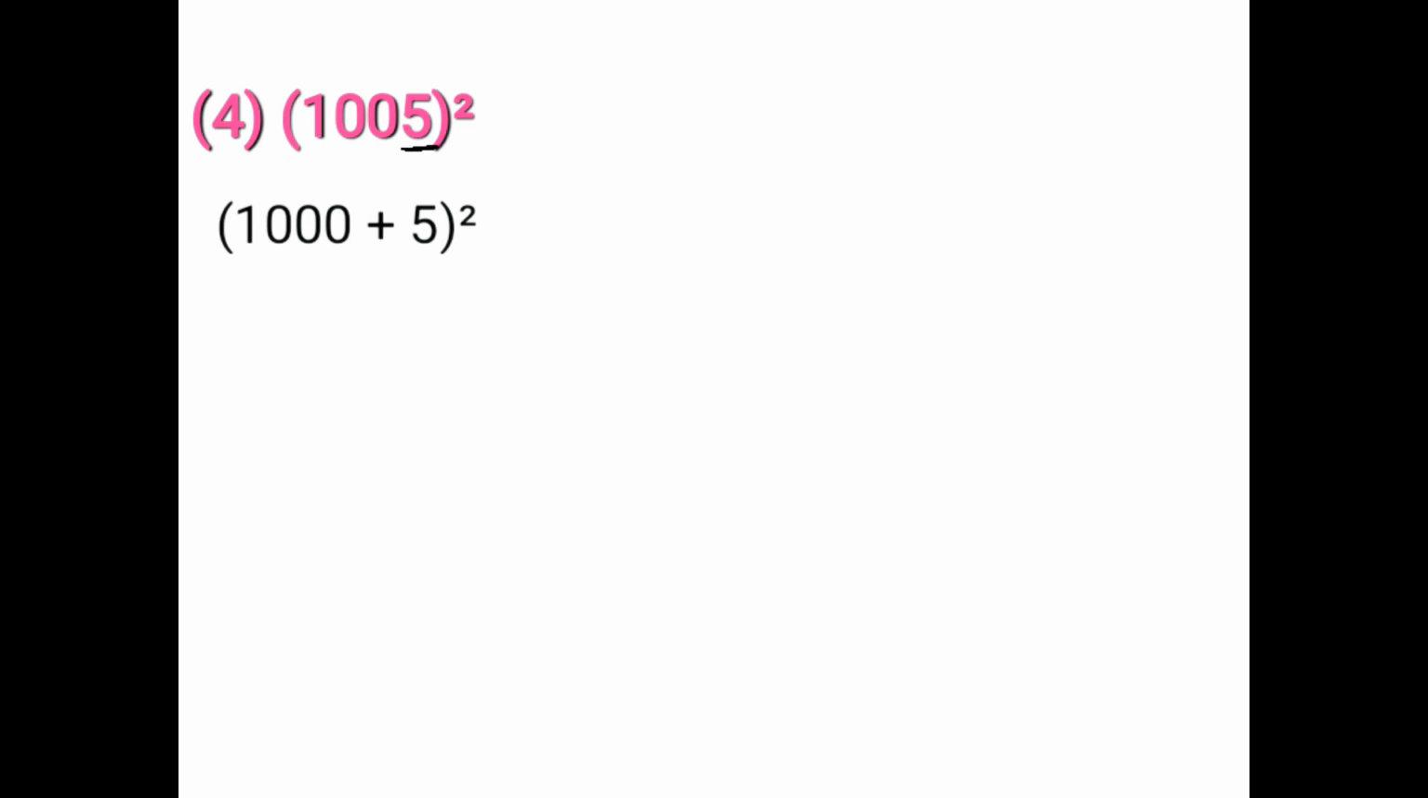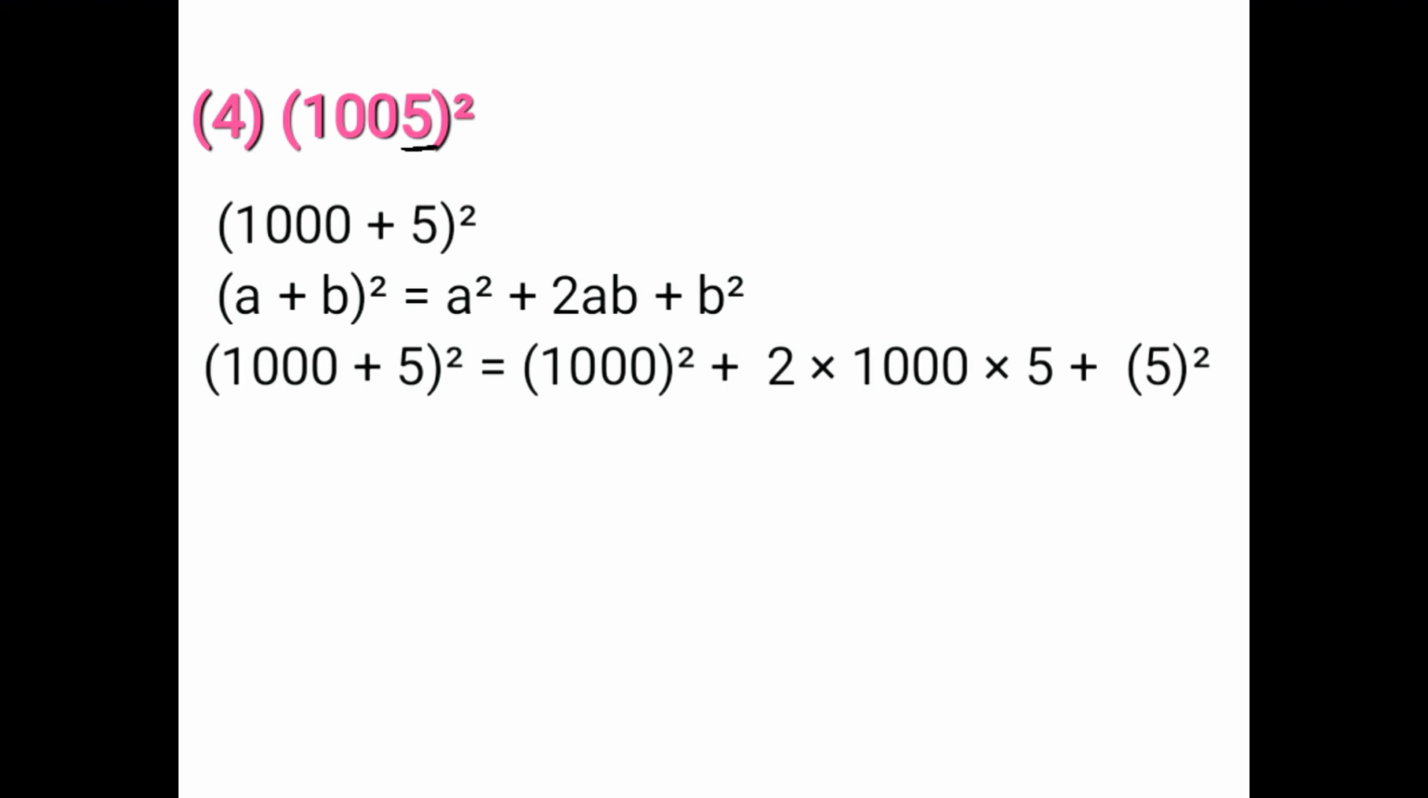So now start solving it. A plus b the whole square is equal to a square plus 2ab plus b square. That is 1000 plus 5 the whole square, which I took here in expansion form. That is 1000 square plus 2 into 1000 into 5 plus 5 square. Which number belongs to a and b? I wrote it in this form. Students, I am explaining clearly until you understand.